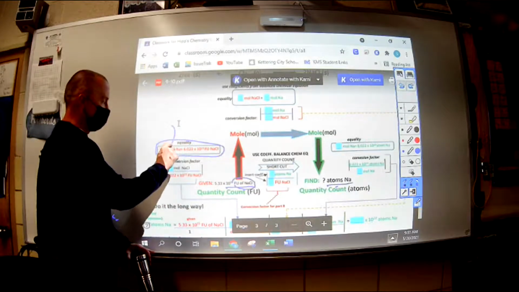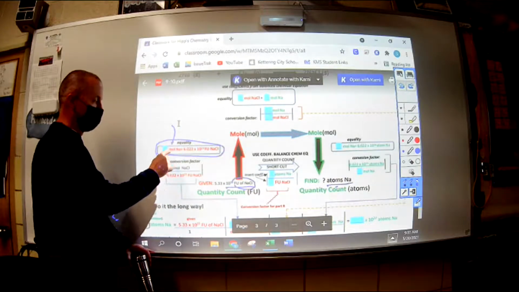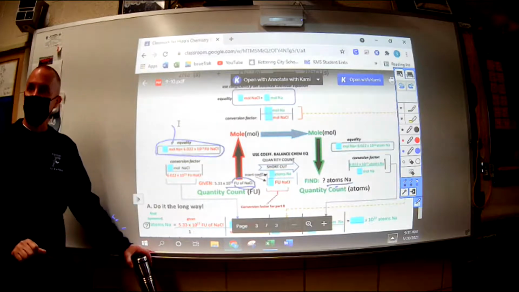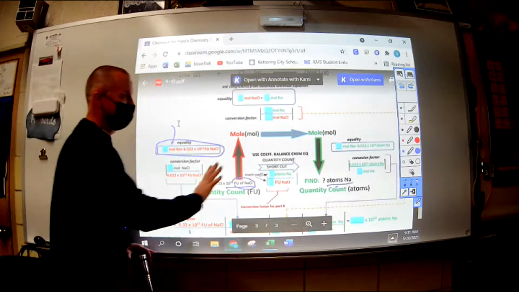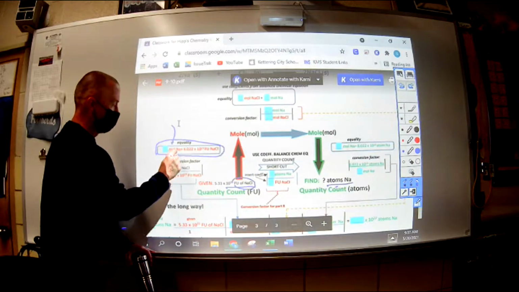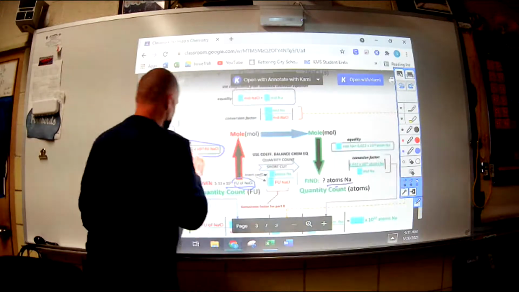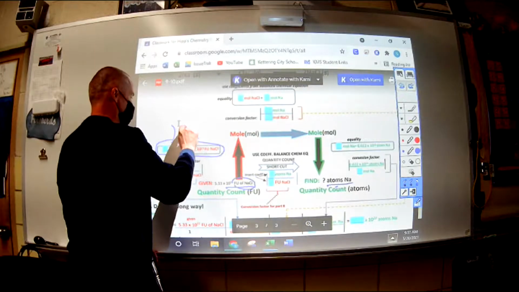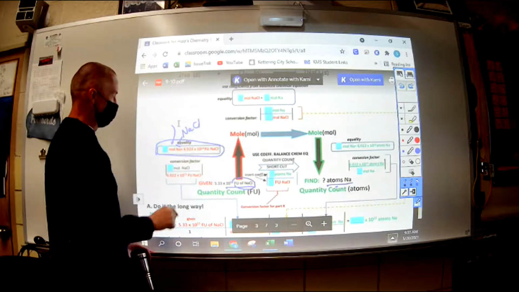What does it say inside here, though? Moles of what? Na. We're not dealing with Na. Na's on this side. That's what we're asked to find. This should be Na what? This should be NaCl. Excellent. 1 mole of NaCl. The Cl was left off.